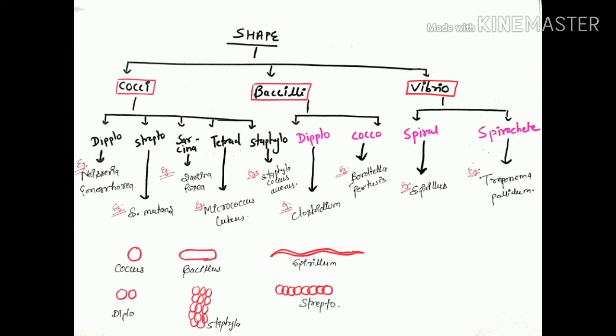Let's come to the next type on the basis of shape, the vibrio bacteria. We also have two further classes of vibrio, spiral and spirochete. So spiral is spirillum, the example is Spirillum, and spirochete is Treponema pallidum. Okay, this is the spirochete.